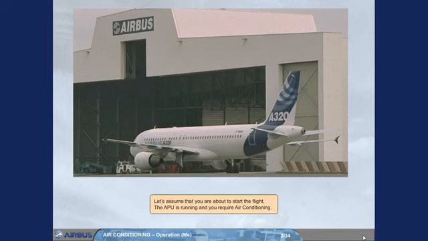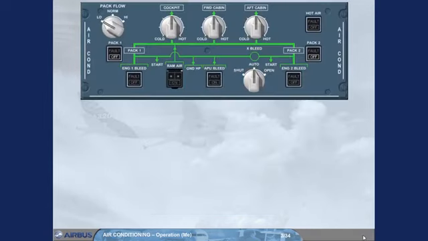Let's assume that you are about to start the flight. The APU is running and you require air conditioning. You are now in the cockpit, and this is how you find the air conditioning panel during your scanning sequence.